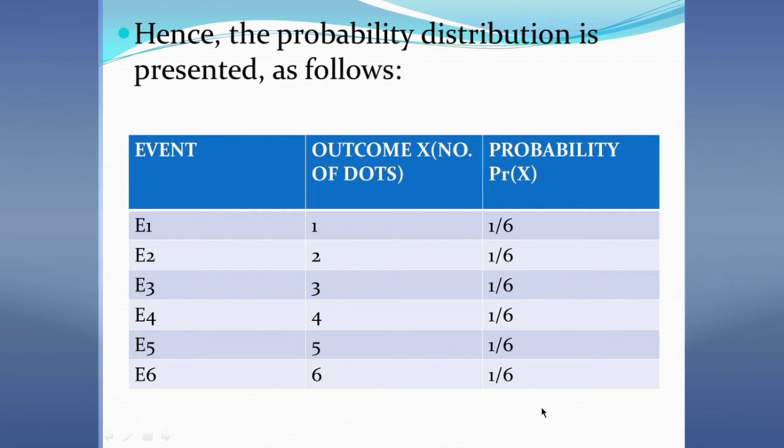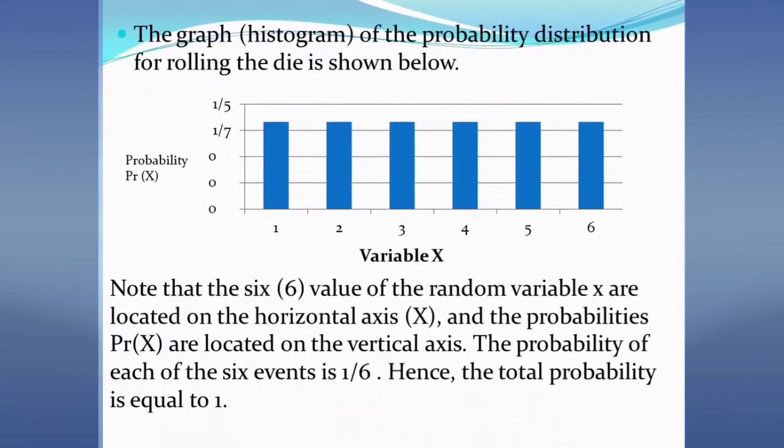And after po gumawa ng probability distribution, gagawa na tayo ng sarili natin na histogram. Okay? Okay, so ayan. So, the graph or the histogram of the probability distribution for rolling the die is shown below. Okay, so di ba lahat sila 1/6? So, ayan po siya. Lahat po siya dyan pantay-pantay.